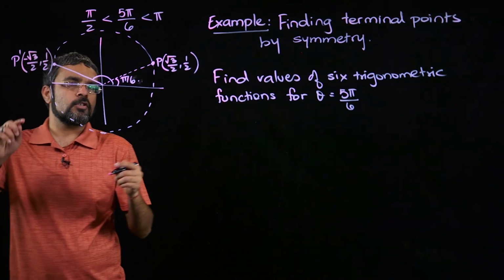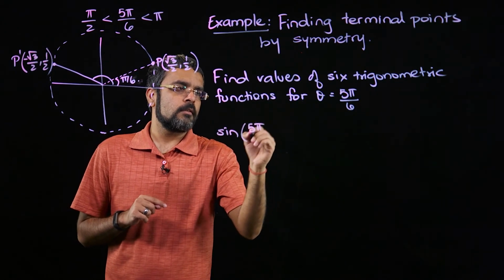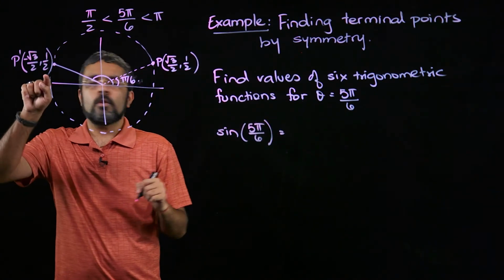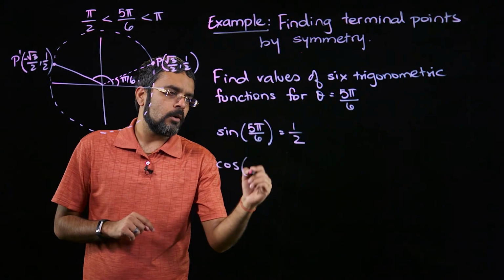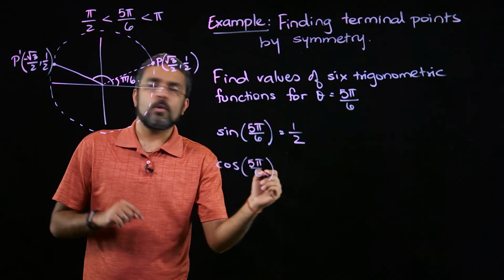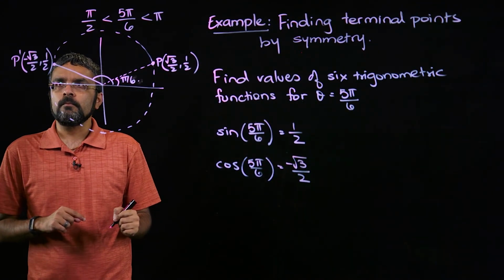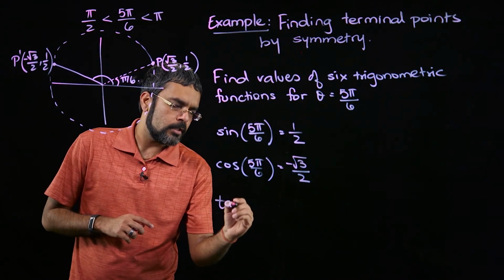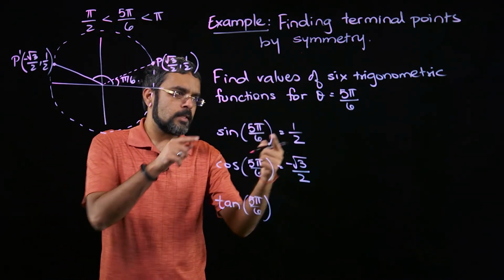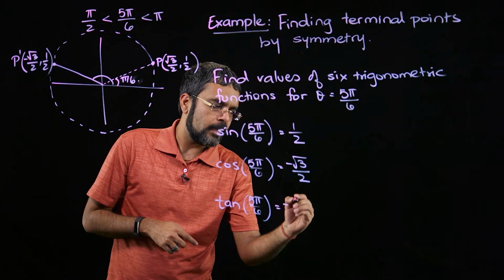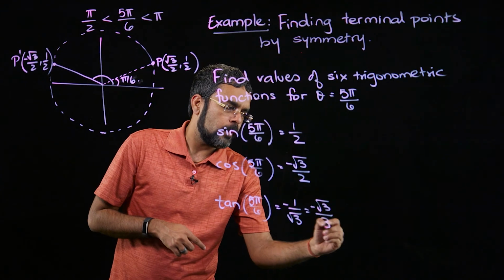Well, and so my trig functions now, my sine theta, or sine of 5 pi over 6, is going to be the y-coordinate, which is a half. Okay. My cosine theta, or cosine of 5 pi over 6, is going to be the x-coordinate, which is negative root 3 over 2. All right. Then tangent of 5 pi over 6 is going to be the division of these two. It's sine over cosine, so that's going to be negative 1 over root 3, or you could also write that as negative root 3 over 3.